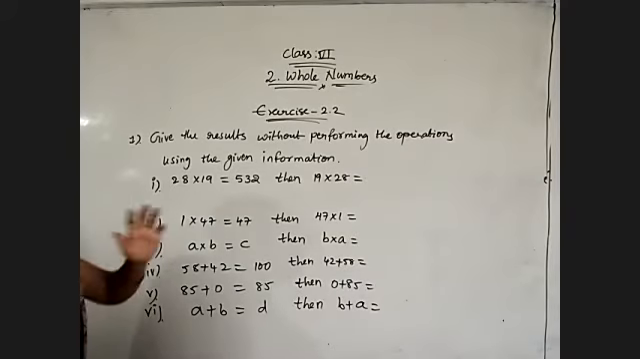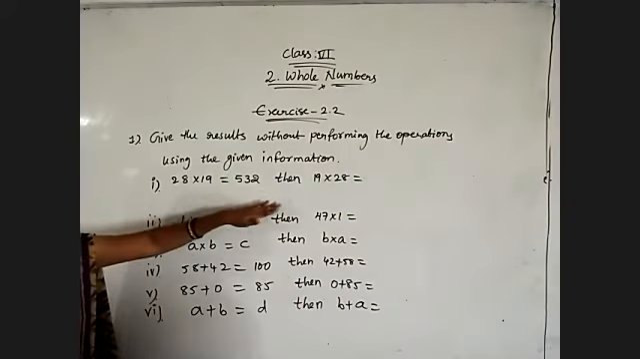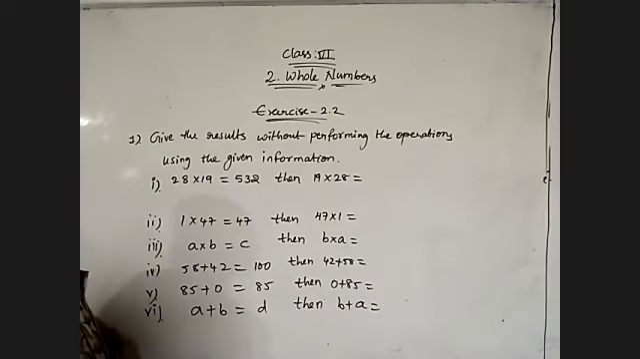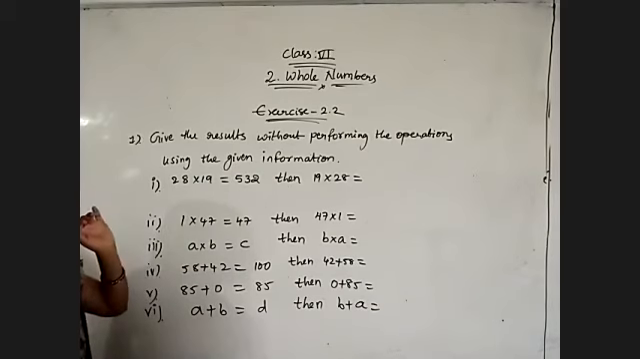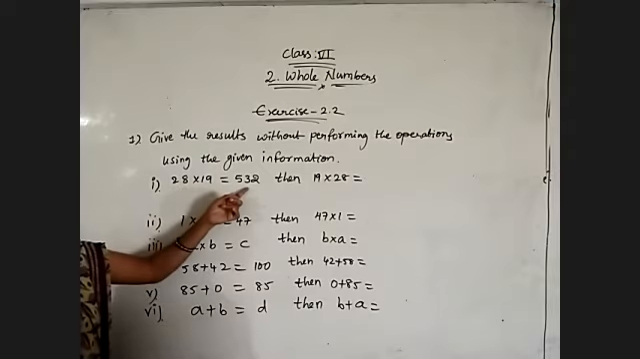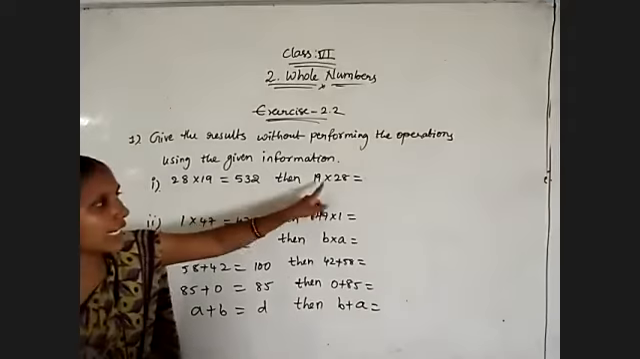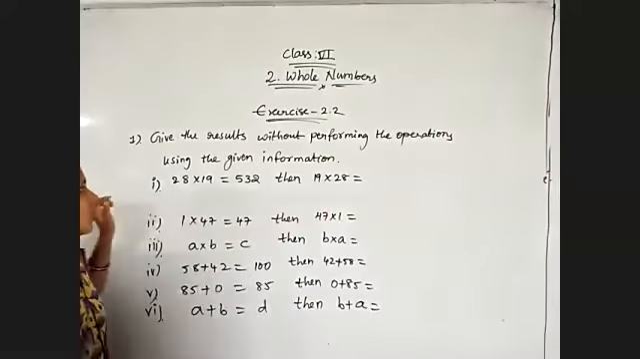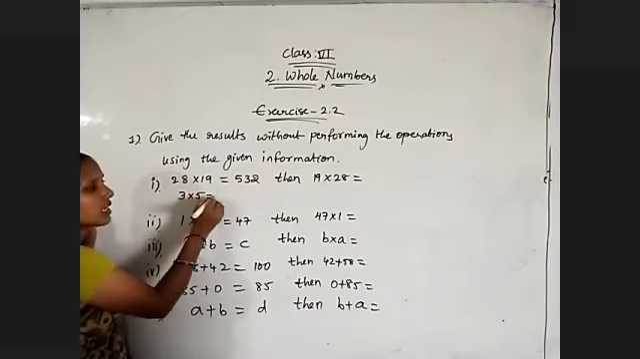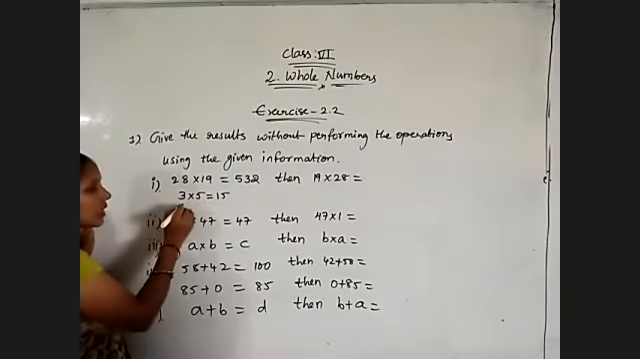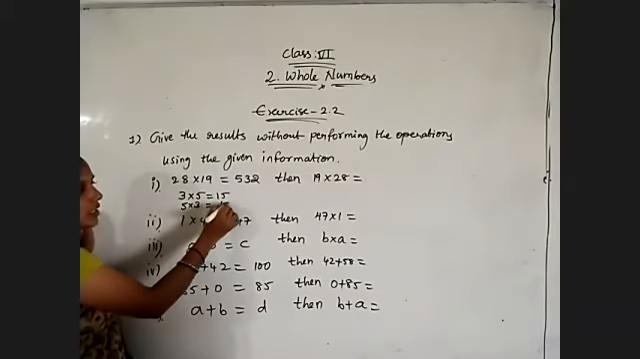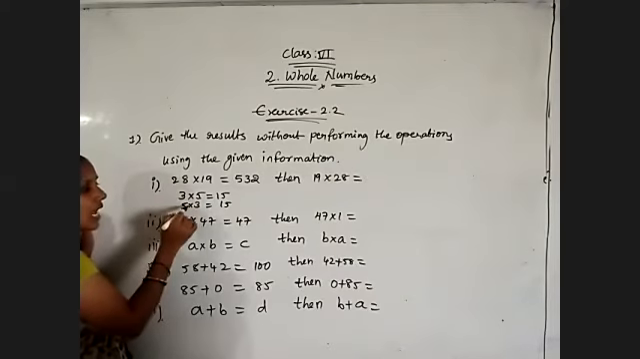So see here, we just need to write the answers. That's all. But here I am also explaining how we are getting that answer. So observe here, 28 into 19 is equal to 532. 19 into 28 is equal to? Suppose 3 into 5 is equal to 15. Then 5 into 3 is equal to how much? 15. Means same numbers, order changed.